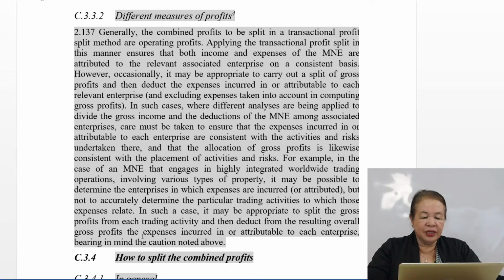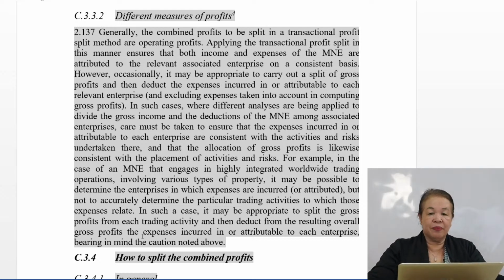So, for example, in the case of an M&E that engages in highly integrated worldwide trading operations involving various types of property, it may be possible to determine the enterprises in which expenses are incurred or attributed. So, sino ba yung entities na nandun sa kanya yung operating expenses, but not to accurately determine the particular trading activities to which those expenses relate, no? So, pwede ba yun? Di ba dapat sa accounting meron tayong matching of cost and expenses, no?